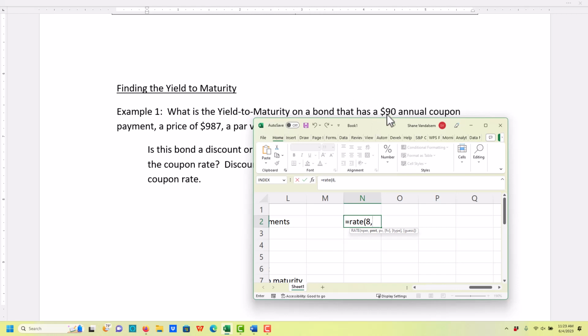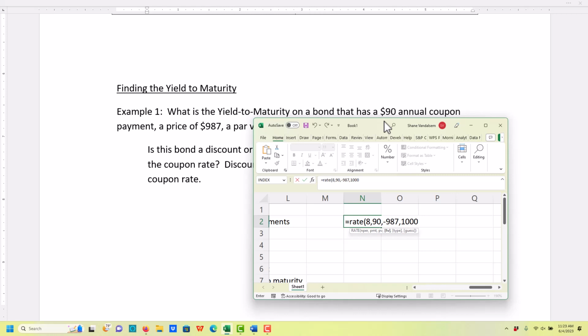My payment is $90, that's my annual coupon. My present value is negative $987. And if you don't put a negative in here, it's just going to give you an error. My future value is 1,000, and then my type is 0 in this case. I don't have to put anything in here.